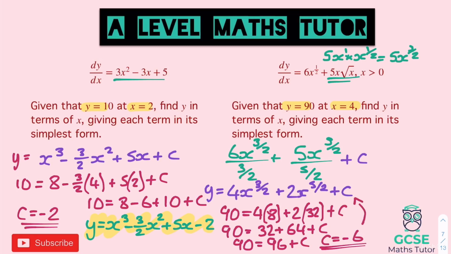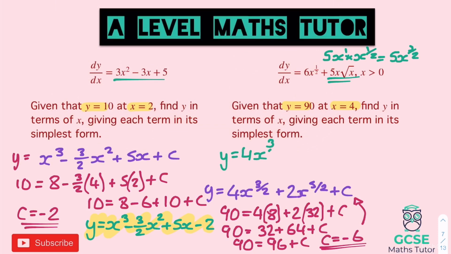There we go, so we've got our value of c, and then to finish it off, we just have to plug it back into our line equation, or our graph equation. So if we get rid of this bit, and we'll write that all out. To finish it off, we get y equals 4x to the power of 3 over 2, plus 2x to the power of 5 over 2, minus 6 at the end there. And there we go, there's our final answer for that question.